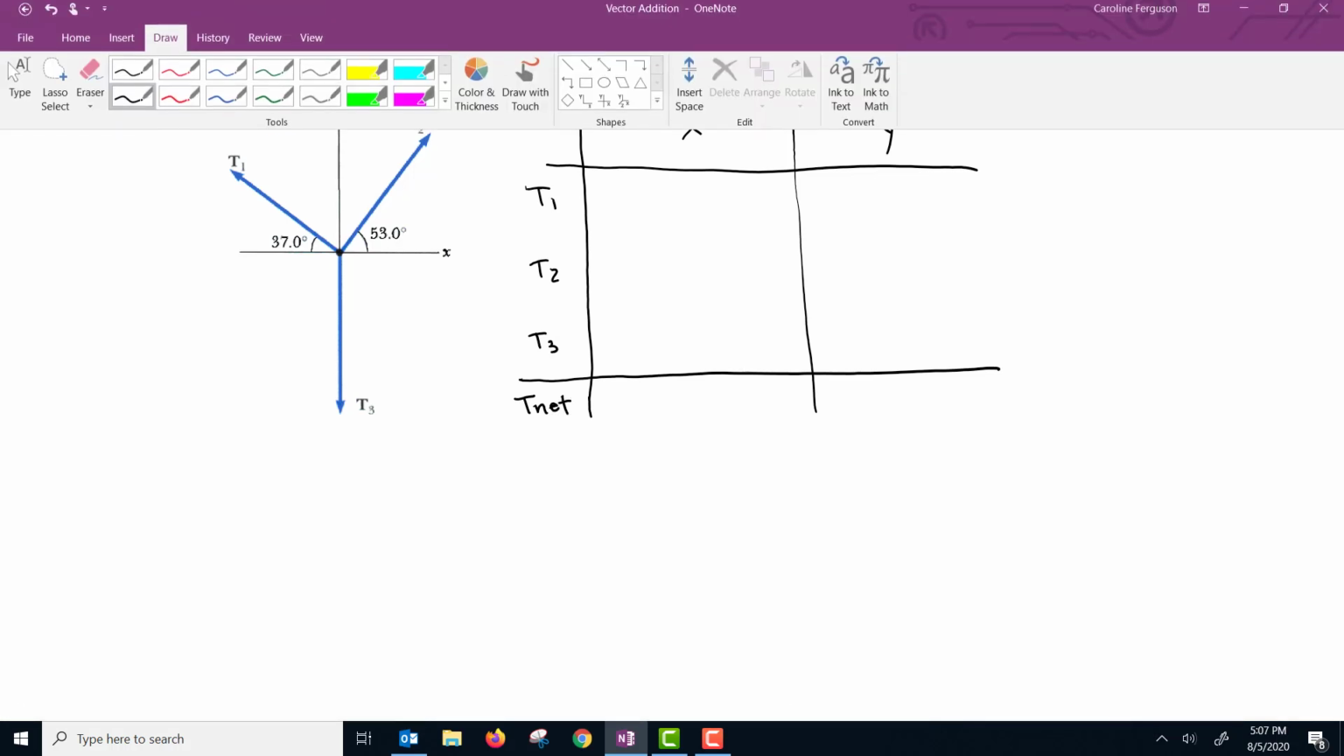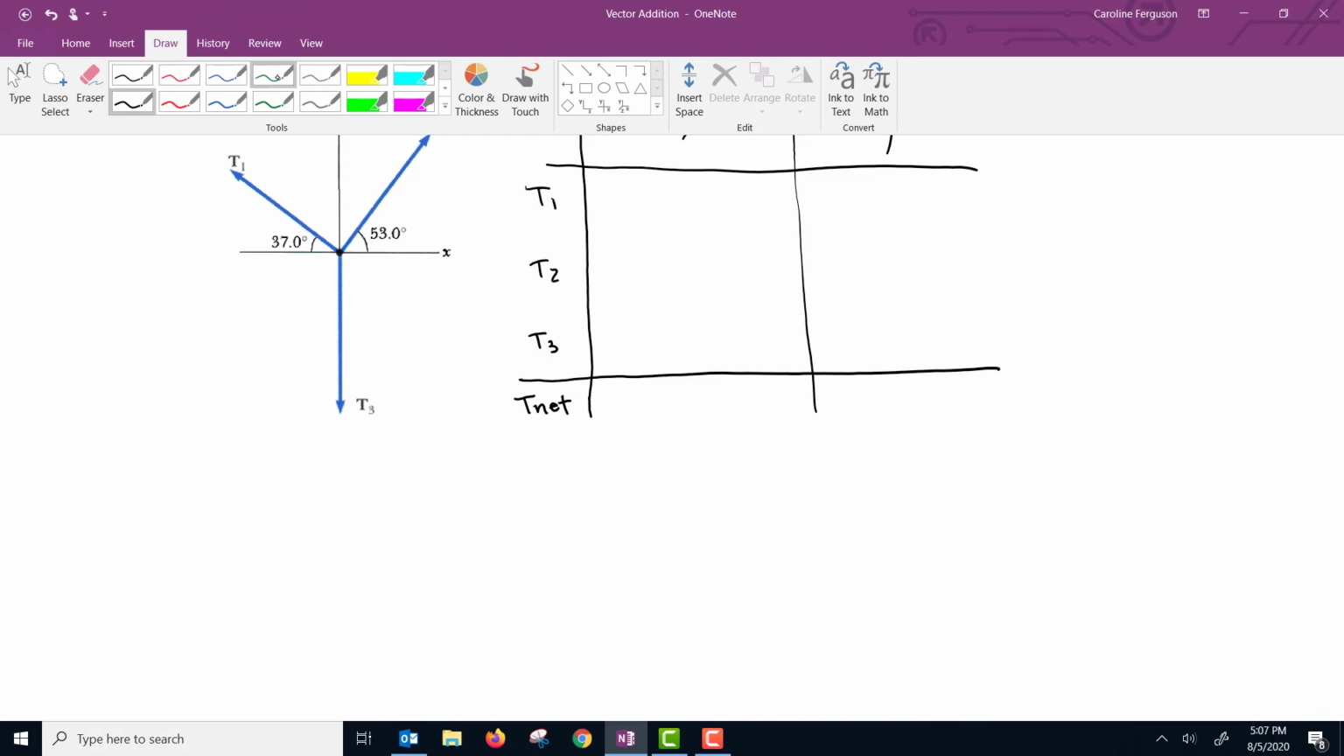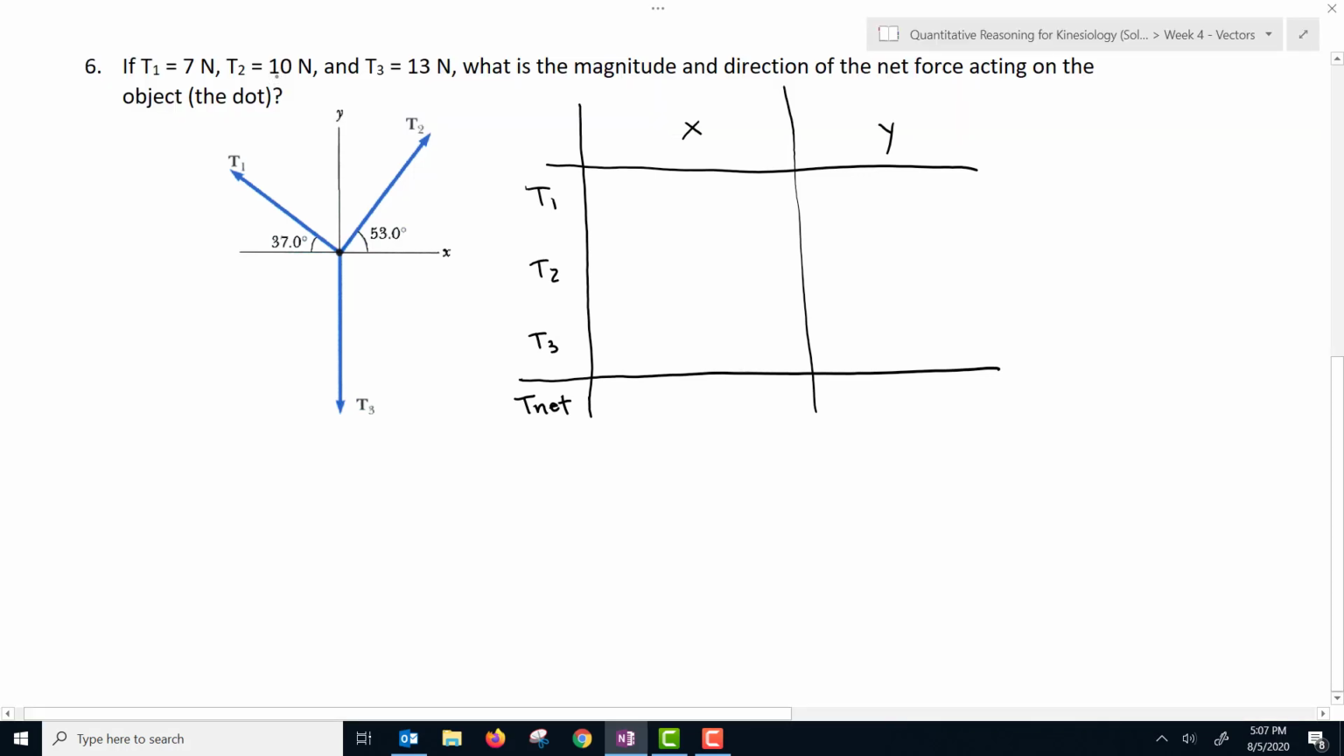Okay, so we're going to take each of these vectors and we're going to decompose them into x and y. So T1, it's pointing to the left and upwards. So to decompose it, we would have a vector that points to the left. Call that one x because it runs along the x-axis. And then another vector that points upwards, and we'll call this one y.